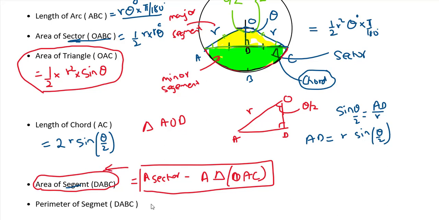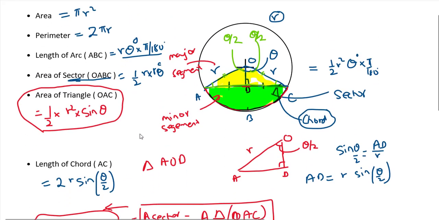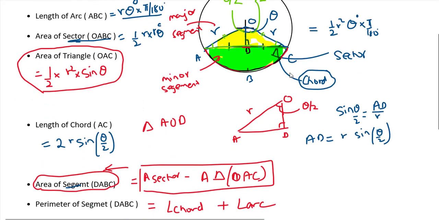What will be the perimeter of the segment? The perimeter will be the length of the chord plus the length of the arc. So I hope you are able to understand all these formulas, how they are arrived at, and the basic concepts of sectors, chords and segments.